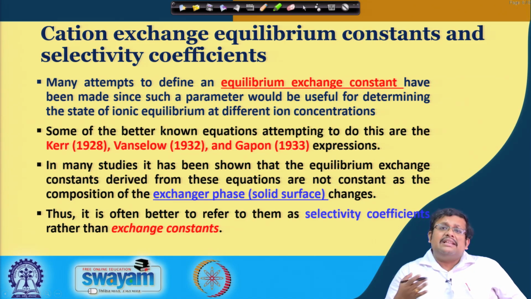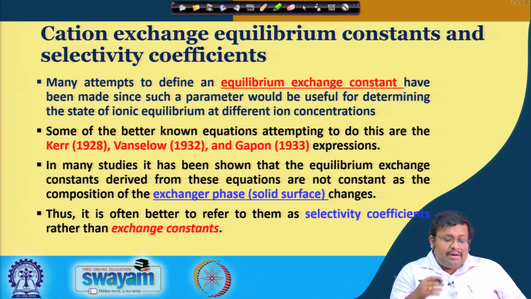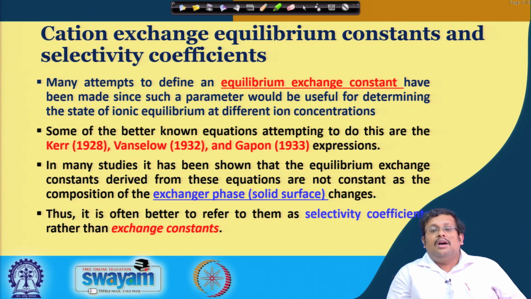Now, let us go to a new topic, that is cation exchange equilibrium constant and selectivity coefficients. Many attempts to define the equilibrium exchange constant have been made, since such a parameter would be useful for determining the state of ionic equilibrium at different ionic concentrations. Some of the better known equations which we are going to discuss today are Kerr's equation, Vanselow's equation and Gapon's equation. These three are the major equations used for calculating the cation exchange equilibrium constants.